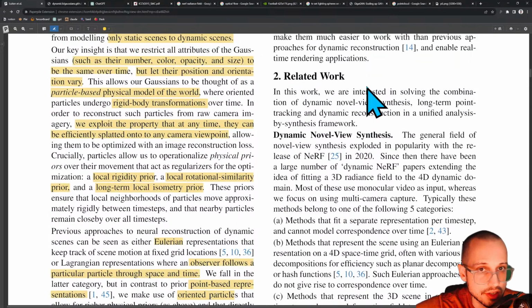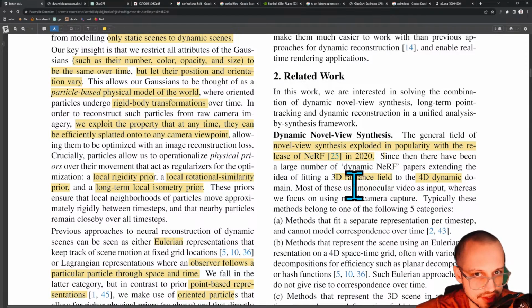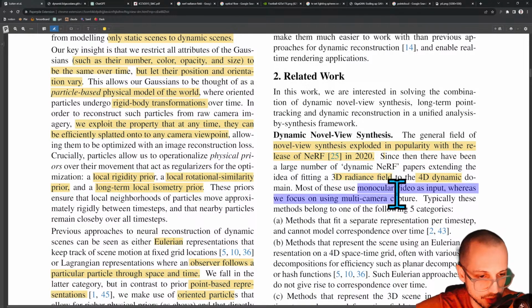Related work. Interested in solving the combination of novel view synthesis and dynamic scenes, long-term point tracking, and dynamic reconstruction. So dynamic novel view synthesis. General field of novel view synthesis exploded in popularity with the release of NeRFs. There have been a large number of dynamic NeRF papers. Okay, so people trying to basically take these 3D radiance fields and make them 4D. So add the time element or the dynamicness of the scene. Most of these use monocular video as input. Monocular just means one eye, monocular, single camera. Whereas we focused on using multi-camera capture.